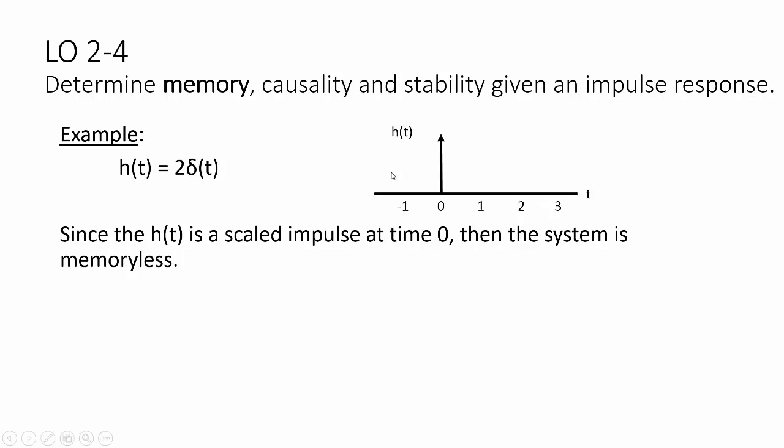You need to give some indication of how the definition relates to the impulse response that was provided to you in order to get credit. You can draw a picture and then indicate that this is an impulse only at time 0. You can point to the equation, say this is an impulse only at time 0. Do something to indicate you're referring to the specific problem and not just reciting a definition.